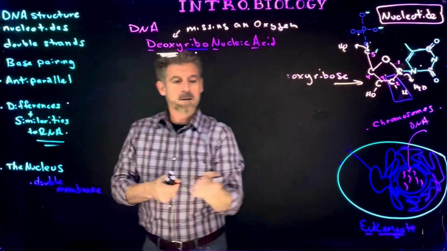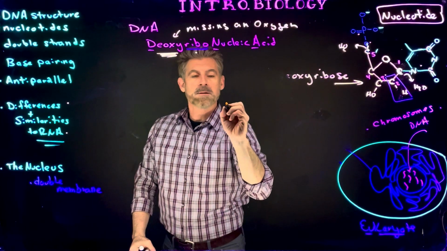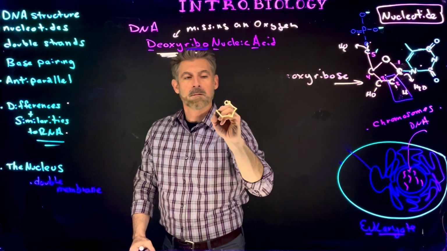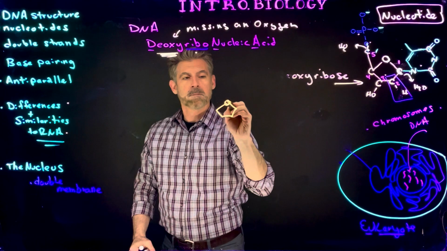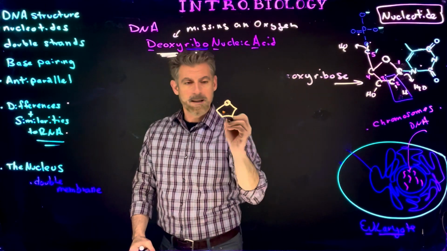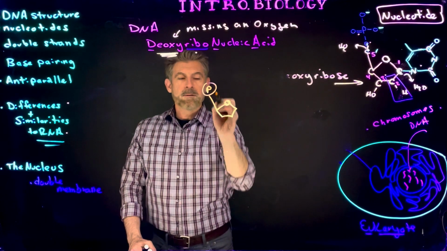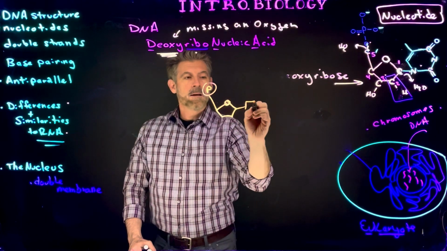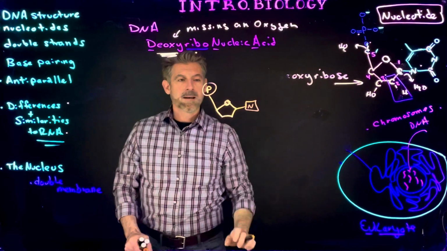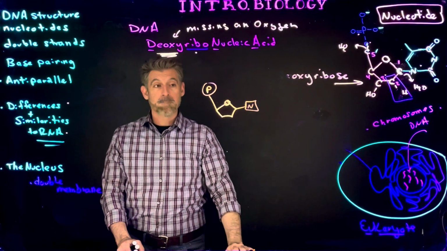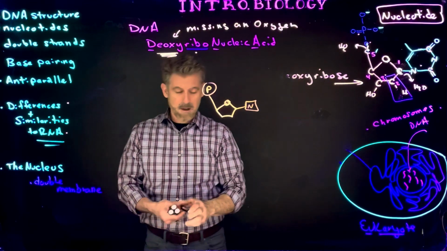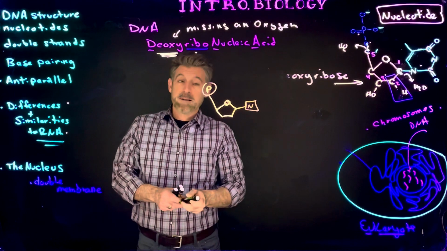What I'm asking you to know is this. We could draw a five-sided little shape like that. I'm sure you can draw a P with a little circle around it, okay? And then a little square with an N attached to it like that. You should be able to draw that. That's the structure of a nucleotide.